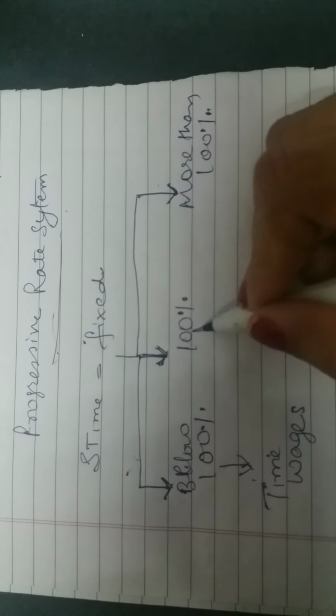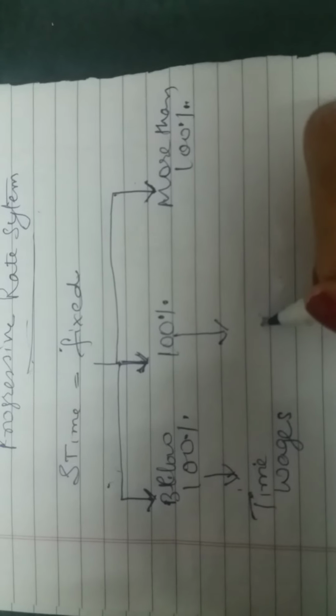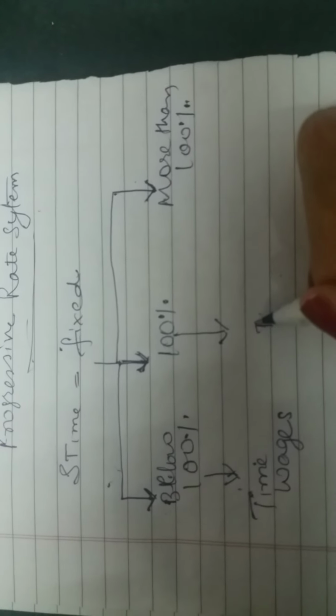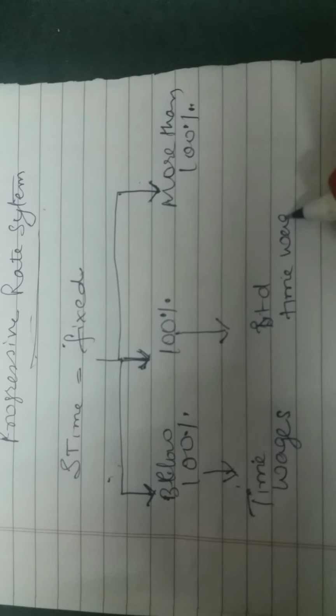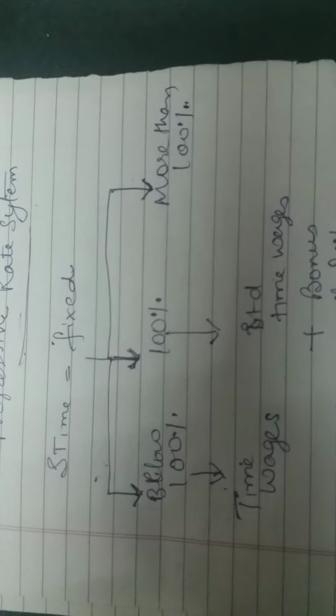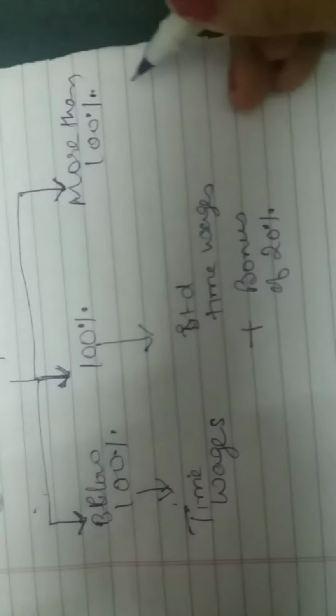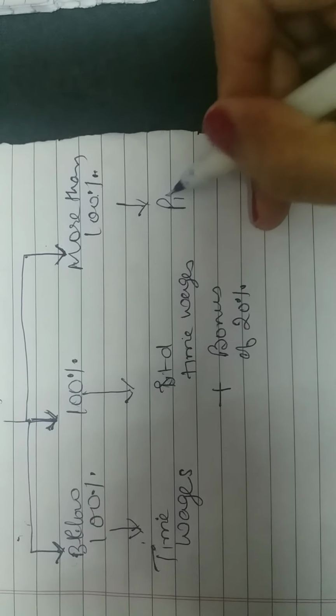And if it is 100%, you're supposed to get a certain incentive. So he is given standard time wages, and he is given a bonus of 20%. And when the person shows efficiency more than 100%, in that case, he is given piece wages.